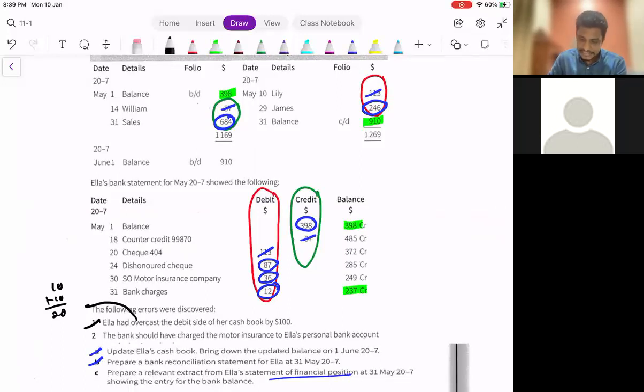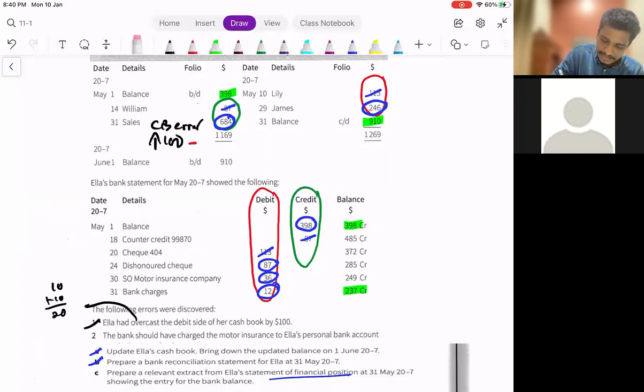So there's an error in the cash book. Cash book error. And it is overcast on the debit side. Sorry, there is a cash book error on the debit side, over by 100. If it is over by 100, you're supposed to do the correction. To do the correction, you need to plus or minus. Debit side over by 100 means the correction is you need to minus.